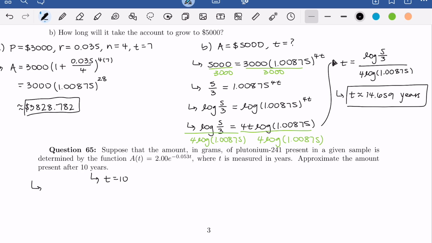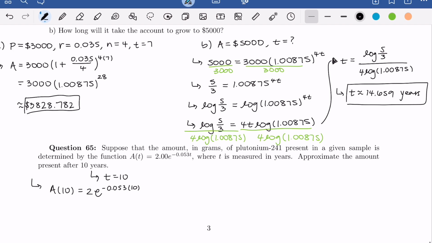And we can plug this directly into our formula. So we're going to have A of 10 is going to give us 2 times e to the negative 0.053 times 10. So this is going to be the same thing as 2 times e to the negative 0.53. Now we can just plug this directly into our calculator here, and so this is going to be approximately 1.177 grams. So this means after 10 years, there's only going to be about 1.177 grams left in the sample.